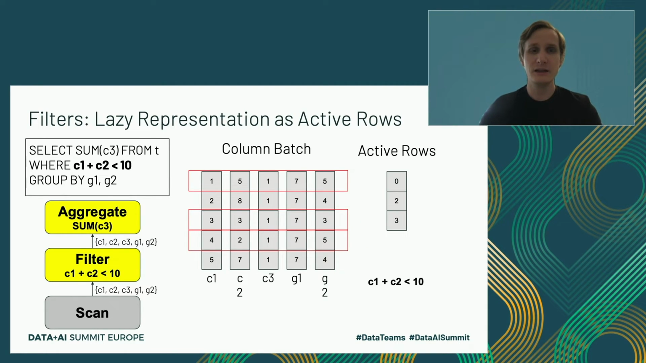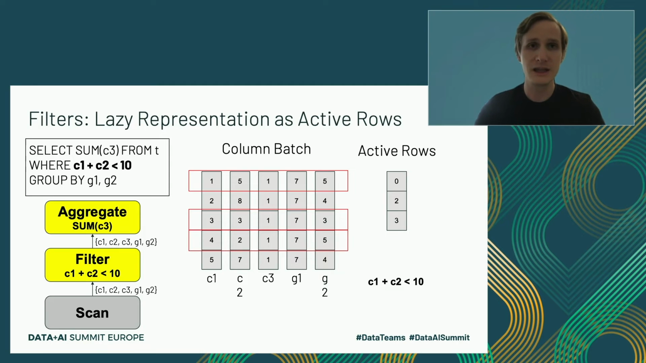The main idea is that the filter gets evaluated as a new kind of vector, which we call an active rows vector. You can think of it as a lazy representation of this filter, basically just indicating which of the rows have survived this filter. And here you can see in the chart that between the operators, they pass on all of these columns, C1, C2, C3, G1, and G2. And the filter will basically just tack on this active rows vector and then pass the original data, including the new active rows, to the next operator.